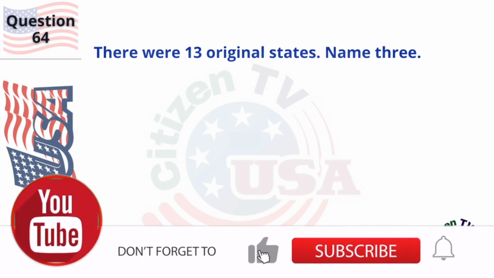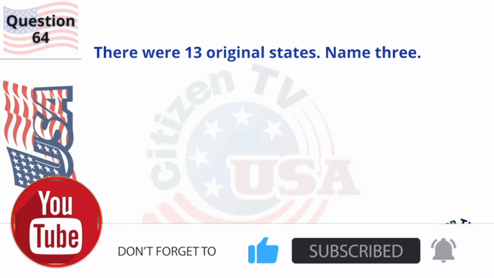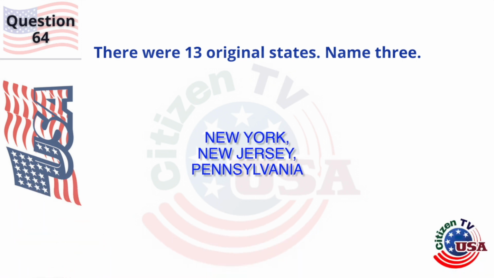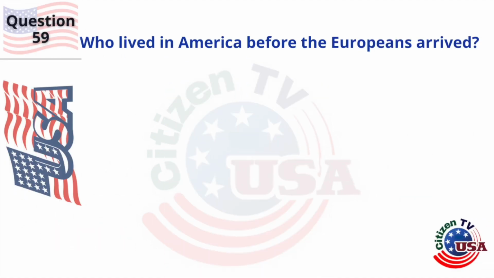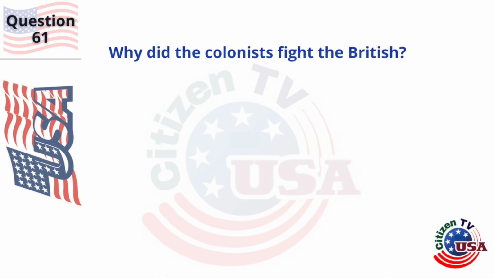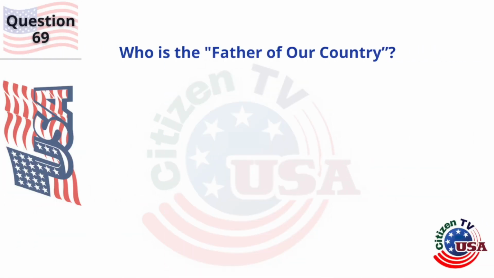There were 13 original states. Name 3. New York, New Jersey, Pennsylvania. Who lived in America before the Europeans arrived? American Indians. Why did the colonists fight the British? Because of high taxes. Who is the father of our country? George Washington.